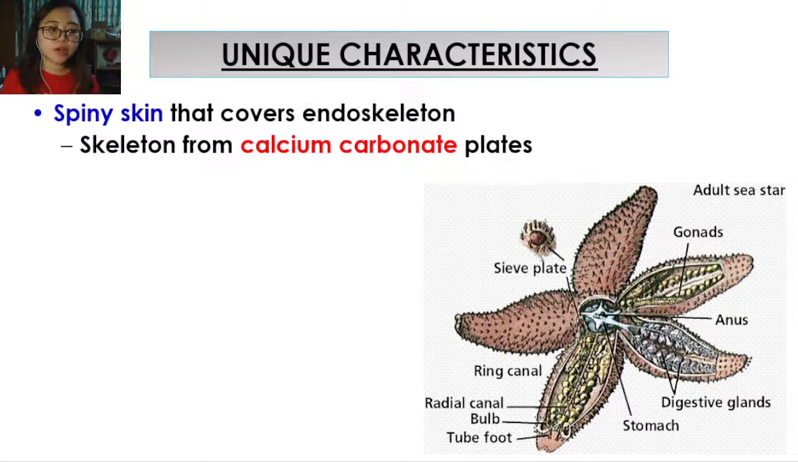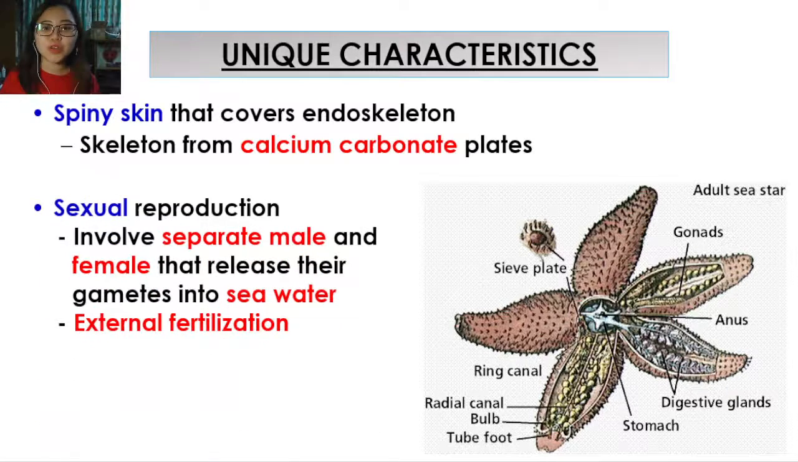Echinoderms get their name from the spiny skin that covers their exoskeleton. Their endoskeleton. So the skeleton of echinoderms are from calcium carbonate plates that are found inside of the organism, and they usually reproduce through sexual reproduction. It involves separate male and female that will release their gametes into the seawater, meaning that echinoderms usually reproduce by external fertilization.